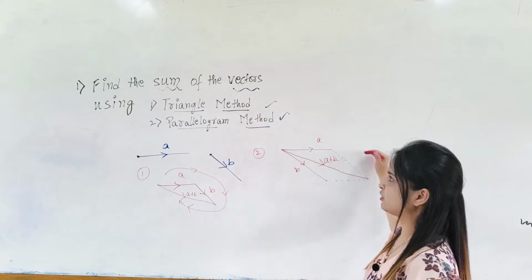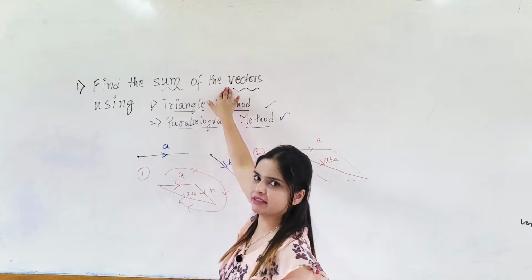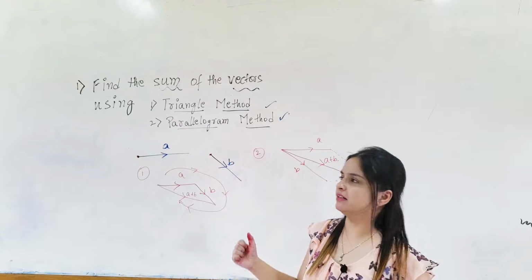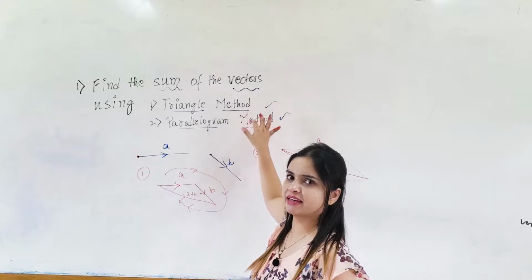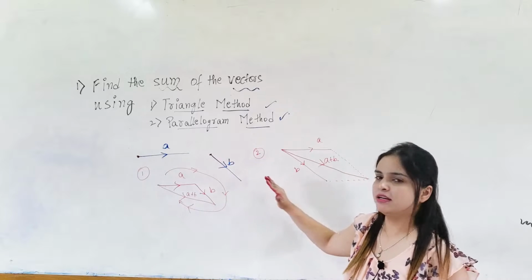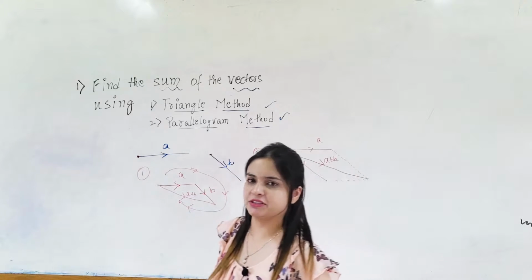Okay. So this was my first example in which you have to find the sum of the vectors. Sum of the vector means finding the resultant of vector. And we have two methods, triangle and parallelogram. I showed you how to use these two methods to find the sum of A and B. Let's move to the next question.